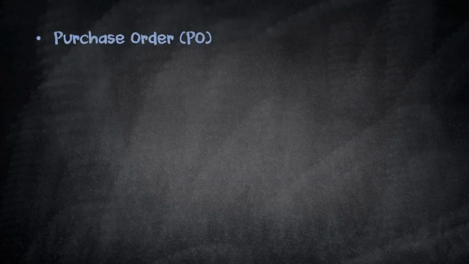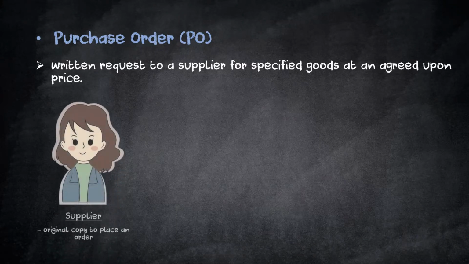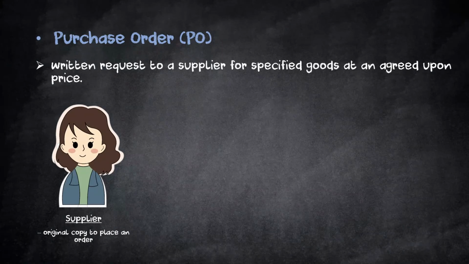Next, we have our purchase order or PO. So, this is a written request sent to our supplier para sa mga specified goods na kailangan namin at an agreed upon price. So, here we have Sally. Sally is our supplier and she usually keeps the original copy kung saan nakalagay kung ano yung mga requested orders namin.